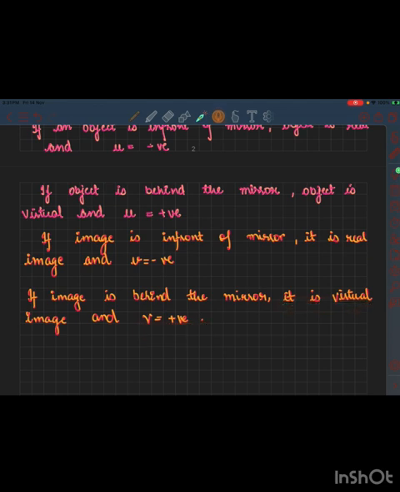I hope this video helped you clear the confusion regarding the sign convention, and now you must be finding it easy to apply in both the cases of the mirror formula and the lens formula.